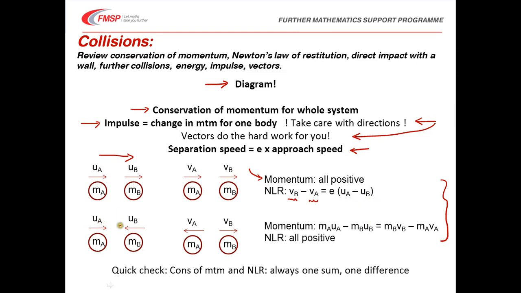If we start with them moving together and finish with them moving apart, then the momenta have differences in, because the velocity of B initially is in the negative direction and the velocity of A afterwards is in the negative direction. But Newton's law of restitution will be all sums, because the total relative velocity is increased by both UA and UB when they're moving together, and the relative velocity apart is increased by both VA and VB when they're moving away from each other.